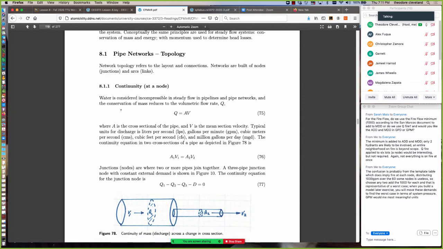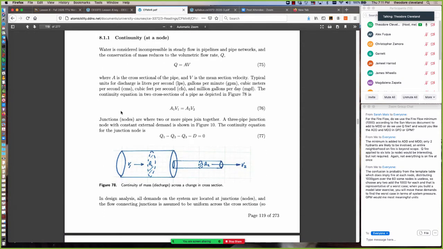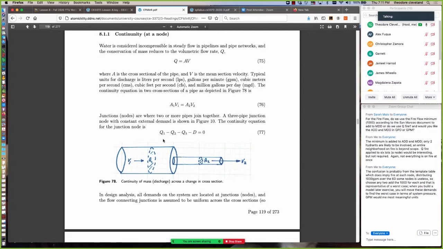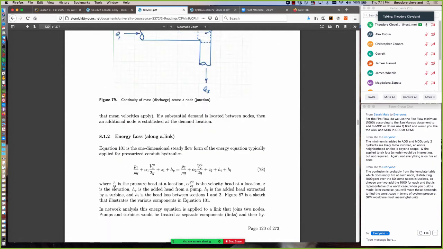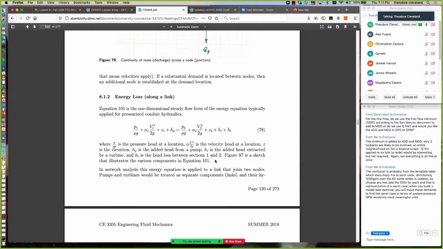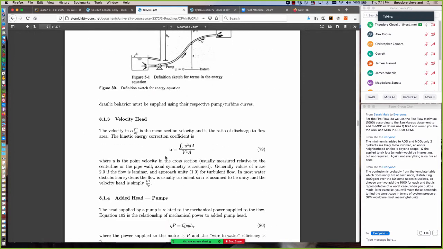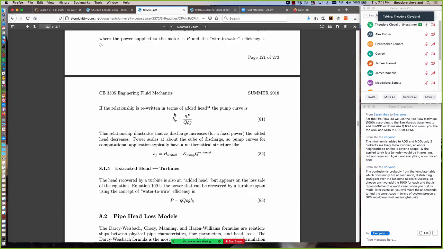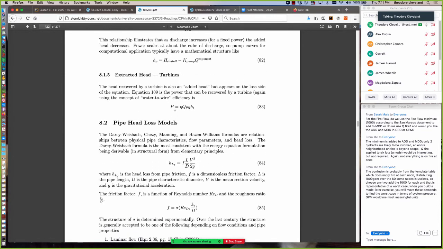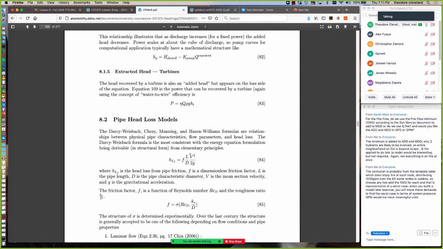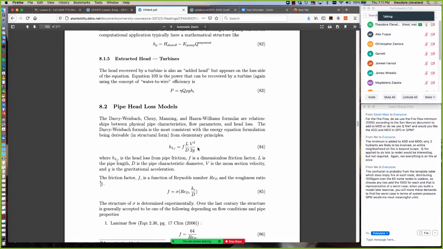So in terms of network topology, we have this principle, continuity at a node, and we've seen this drawing before. We have energy loss along a link, and we have the definition of velocity head, added head of pumps, and extracted head of turbines. Okay, so all that is review from previous lessons in this semester. Then we have a couple of different head loss models. In this presentation, we'll be using Darcy-Weisbach, but you could easily use Chezy-Manning and Hazen-Williams with appropriate changes in each of the head loss models.